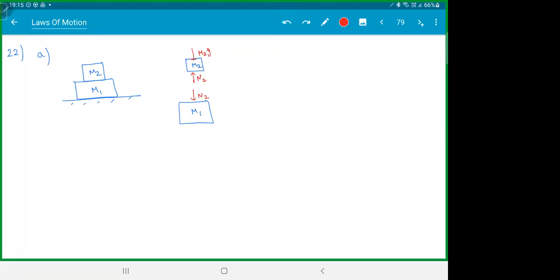Wo alag story hai. So if someone asks you this question, is M2G acting on M1? Wrong. M2G is not acting on M1. What is acting between M1 and M2 is N2. Are you getting that statement, everyone? The interaction between M1 and M2 is because of N2, not the weight. And this own weight M1G and the ground ka normal reaction N1. There. That's the FBD.